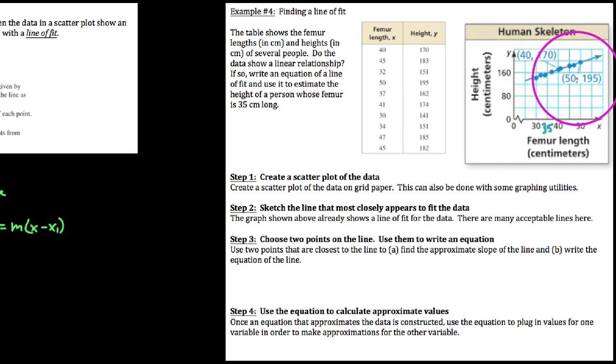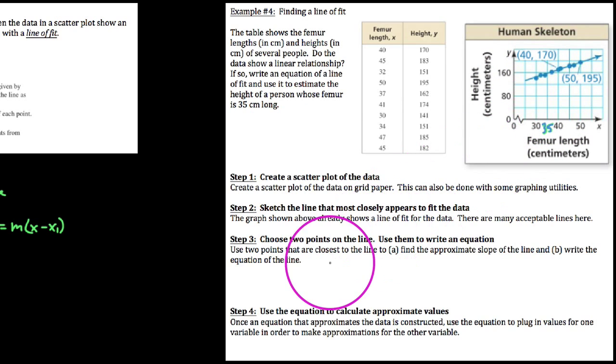And so they have made a graph here, the people that provided me with this. Step 2 would be to sketch the line that most closely appears to fit the data. Well, here's our line of fit. It goes through as many of the points as we possibly can, as closely as possible, approximating the relationship between femur length and height.